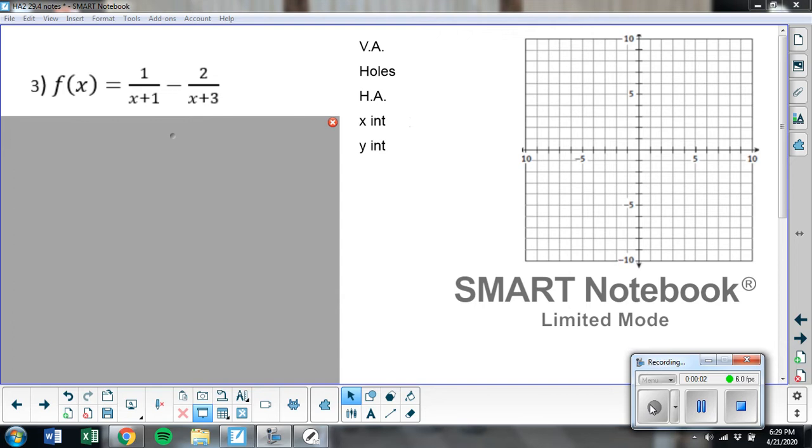Guys, we're doing 2.9 for notes. This is day 2. We're actually just doing one example, just kind of for more practice. Tomorrow we'll do only one more also. So here's our function, and we're asked to graph it.